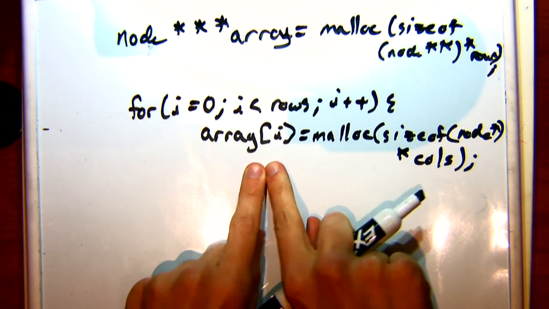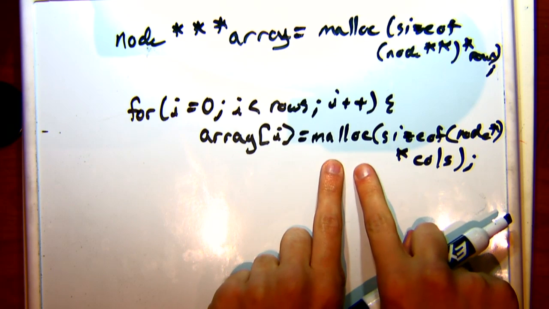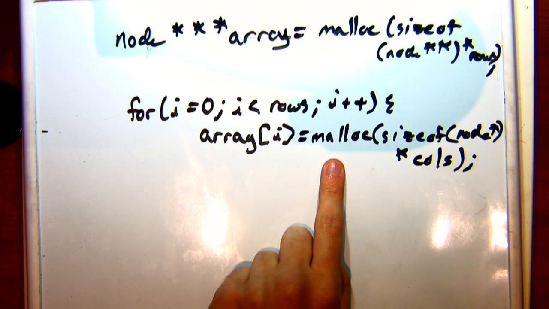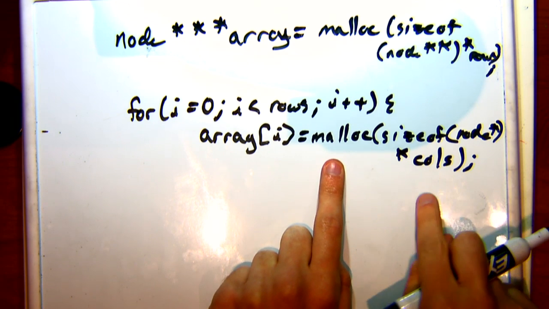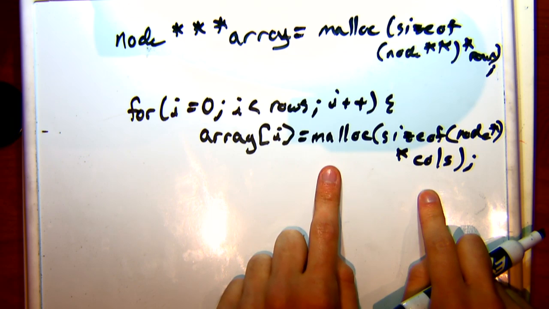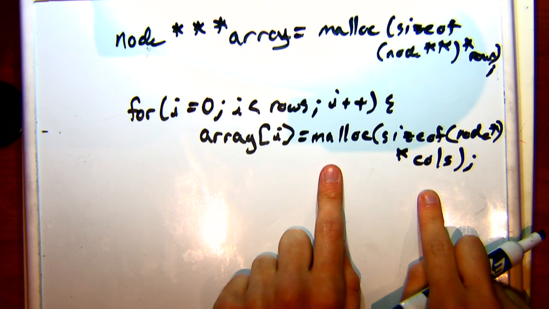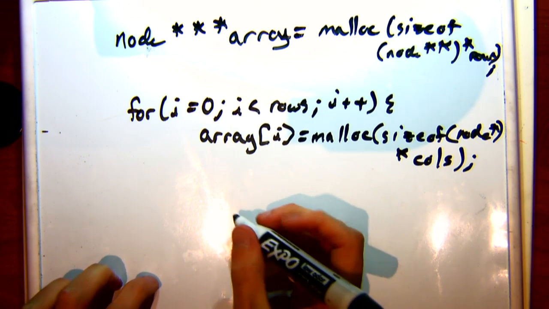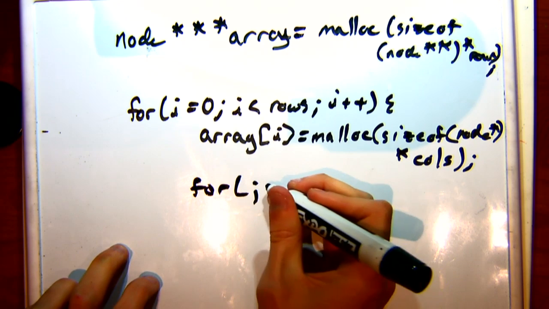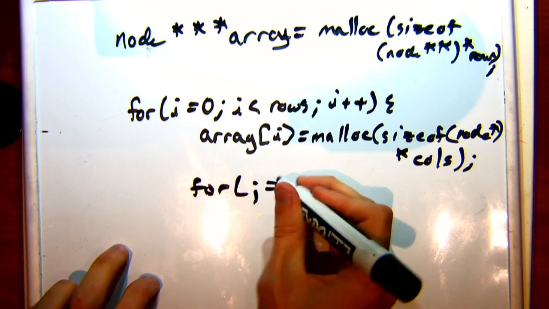So we're going to go through array I. We're going to malloc sizeof node star. That's the array. So we have an array of type node star. And we're going to multiply it by the number of columns that we have. So now we have a two-dimensional array of type node star. So we need another loop, which we can just put inside of this loop.